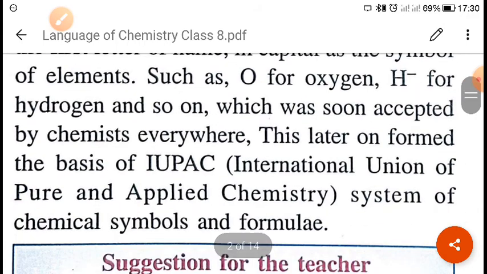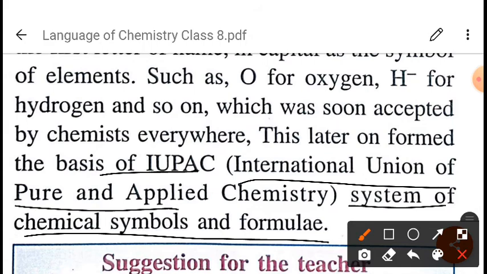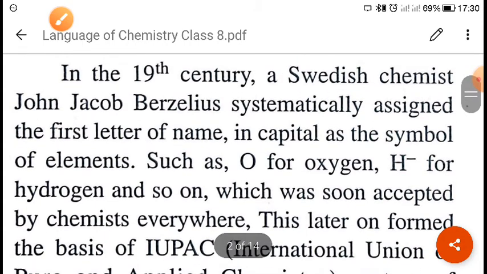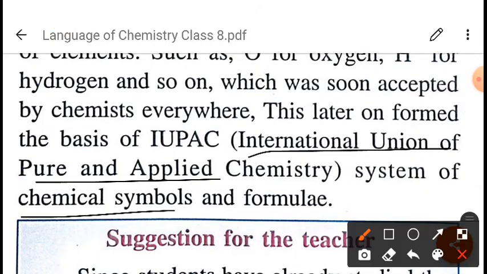Later on, it became the basis of the IUPAC system of chemical symbols and formulas. IUPAC is the International Union of Pure and Applied Chemistry, an organization that decides everything about chemistry: the names, physical properties, chemical properties, reactivity, reactions, oxidation, everything. So later on, the idea given by Berzelius was adopted by IUPAC to name the symbols and the formulas, right?